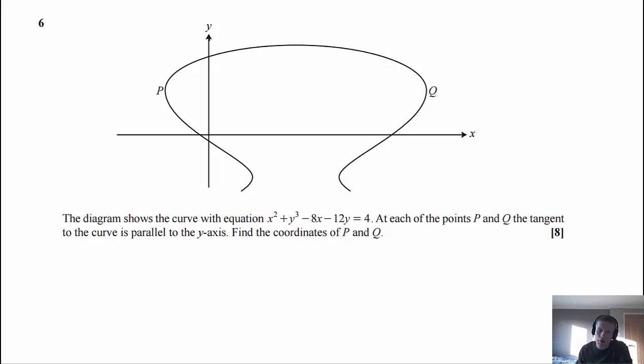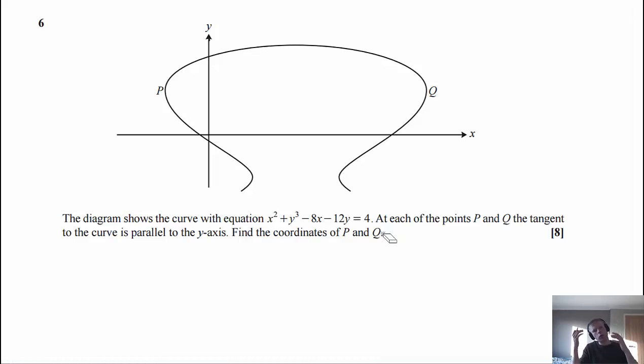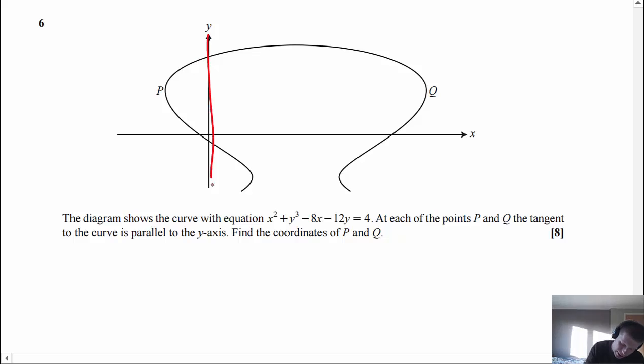Hello, so I've been given this really quite funky looking curve and this quite disgusting looking equation here. And I've been told that at each of the points P and Q, the tangent to the curve is parallel to the y-axis. So what does that actually mean? Okay, so here's the y-axis.